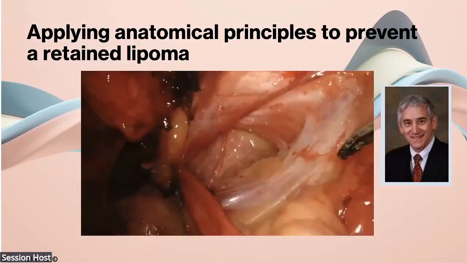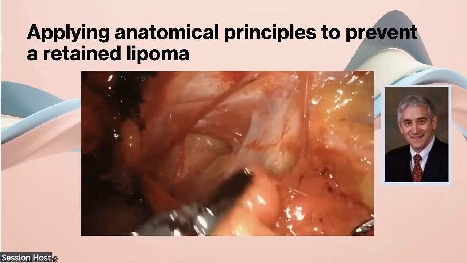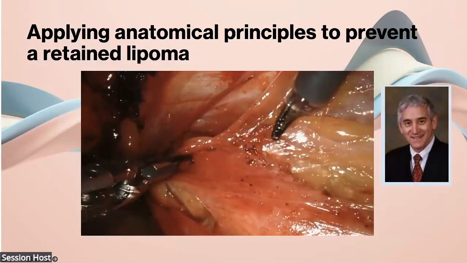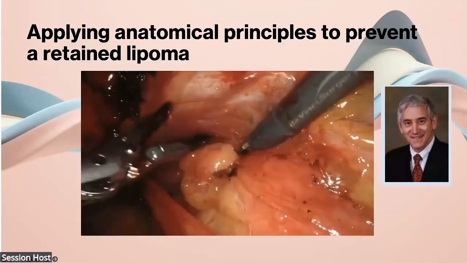Here we see the transversalis sling wrapping around the cord. Here you can see that the lipoma actually herniates through this transversalis sling, and here is its own microfascial covering, so that the lipoma is in a separate microcompartment from the spermatic vessels themselves.